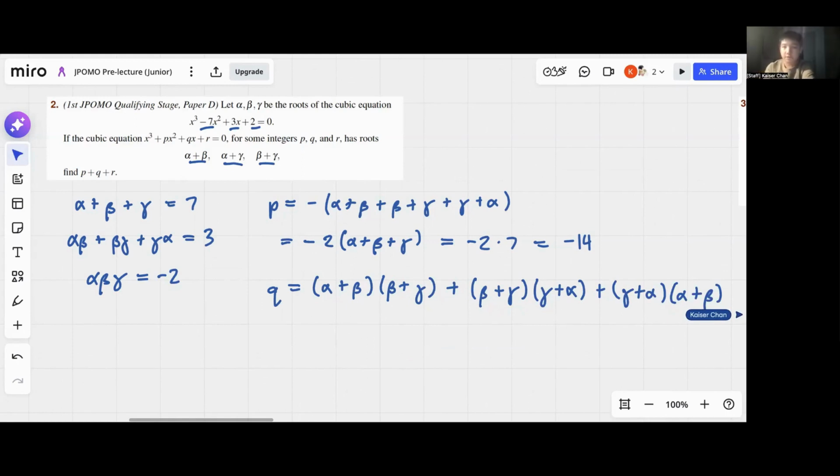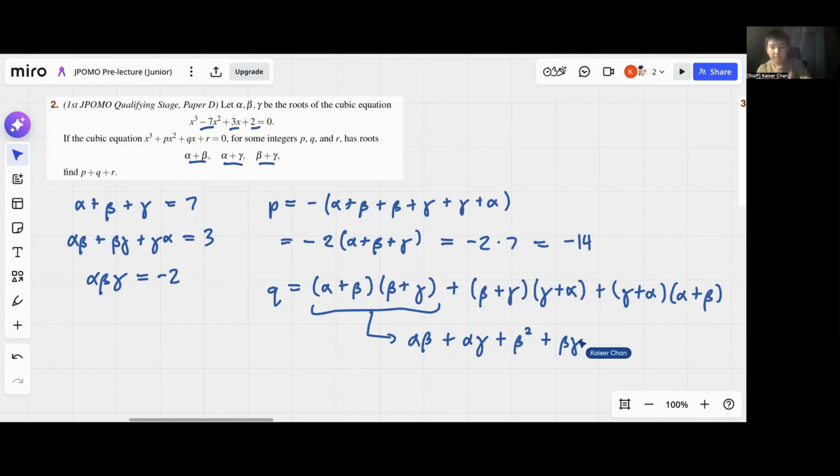Notice that if you expand the first product, you should already see something coming. If I expand this one, I'll do this by FOIL. This is alpha beta plus alpha gamma plus beta squared plus beta gamma. And I'll give you guys a tip. Notice that the entire expression is symmetric. So if I expand the first product, I already know that the other two products will look like this, and that can already tell me what the entire thing looks like.